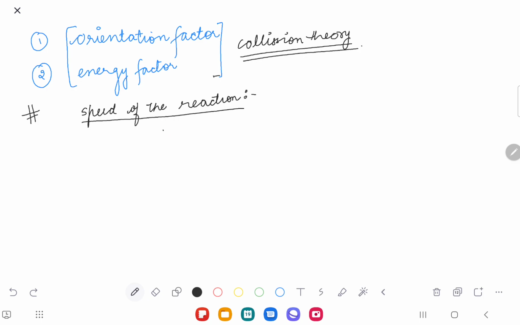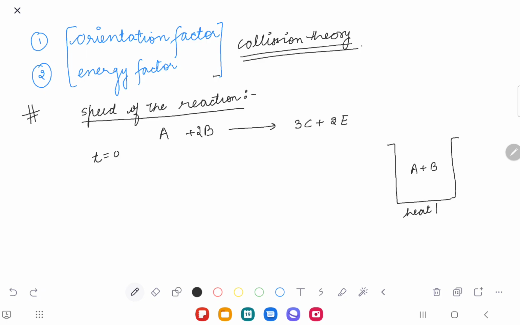So let's suppose we have A2 plus 2B2 gives me 3C plus 2E. Some reaction I have, something like that. And let us suppose initially when time t was equal to 0, because I go to the lab, I take a beaker, I add A2 to it, I add B2 reactant to that, and then I'm heating it, and then I'm waiting for the product to form.